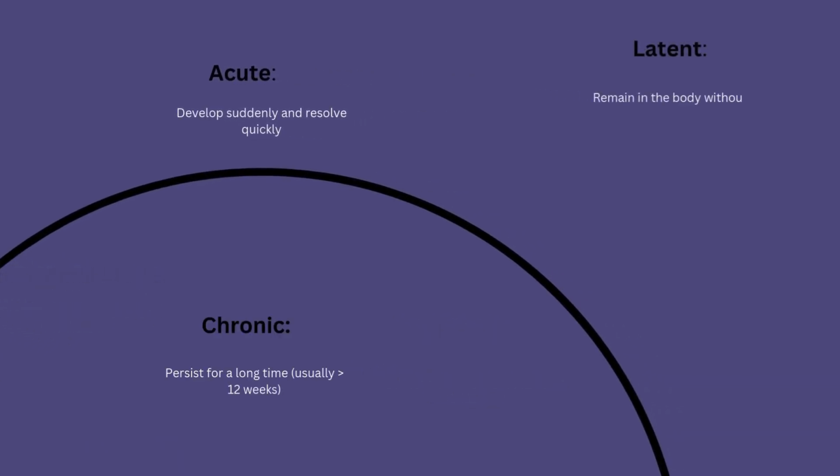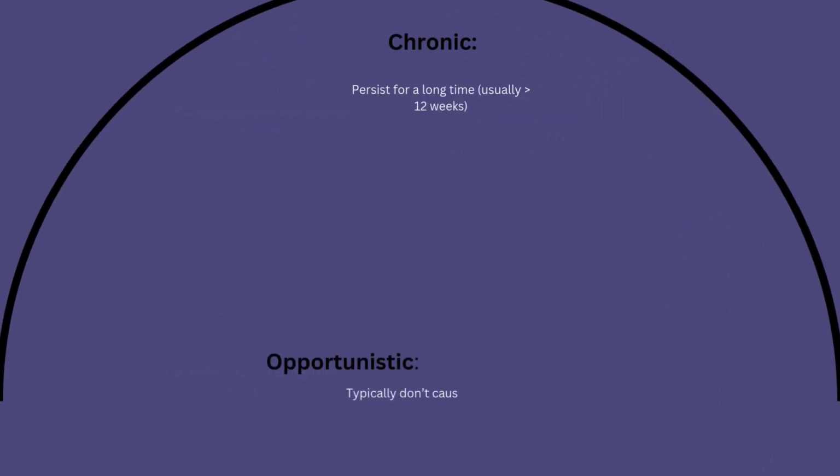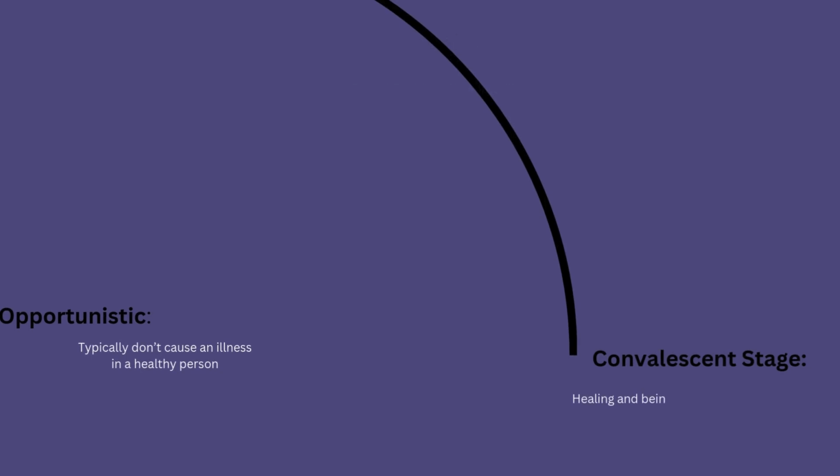Some diseases are latent, meaning they remain in the body without symptoms, but can reactivate later. Others are opportunistic, meaning they typically don't cause illness in a healthy individual, but can take advantage of a compromised immune system. Finally, after an illness runs its course, a person enters the convalescent stage, where symptoms begin to improve and the body works to fully recover from the infection.